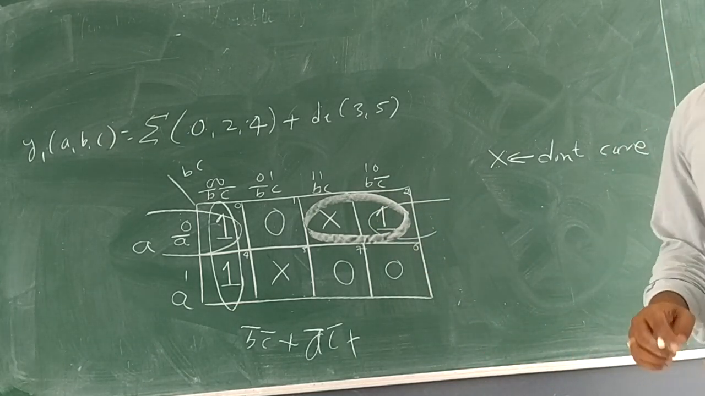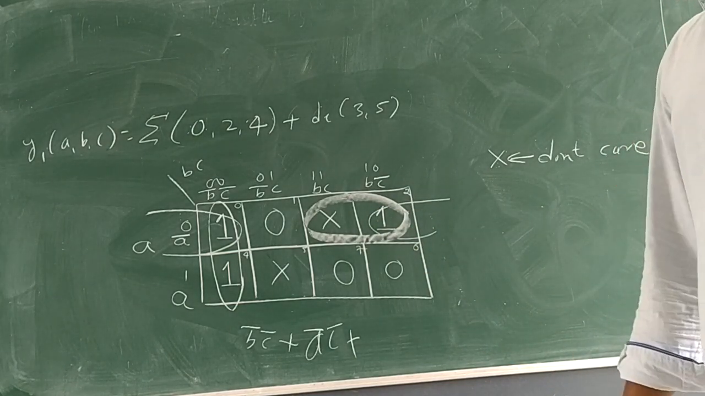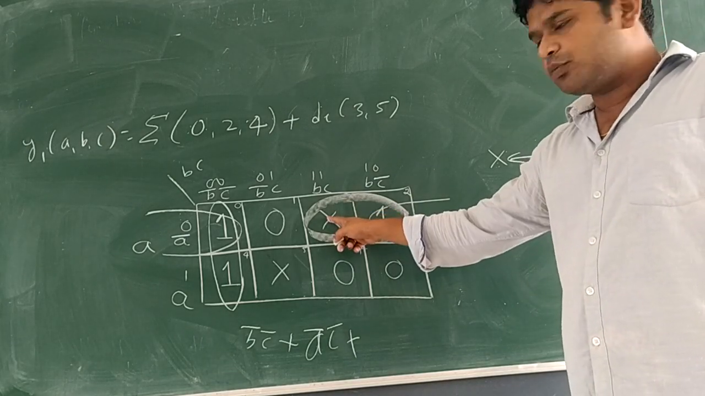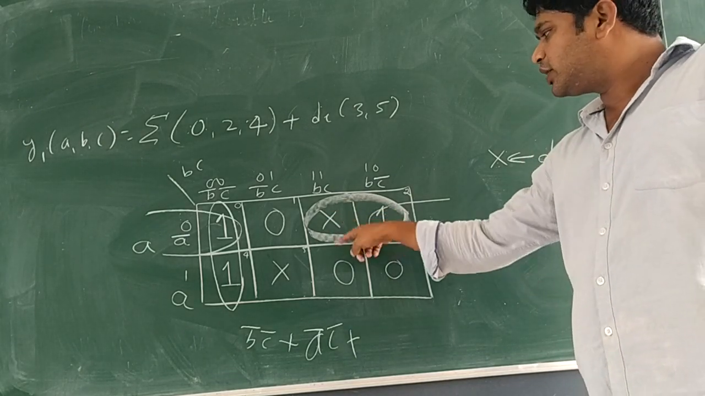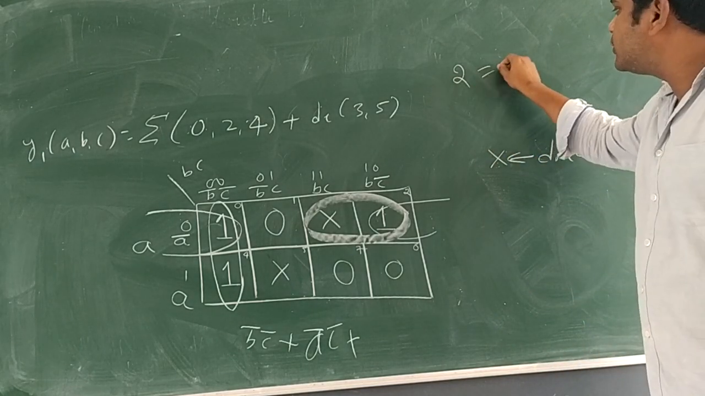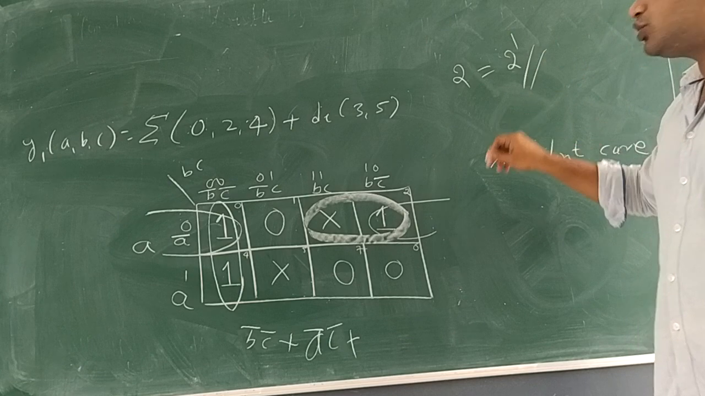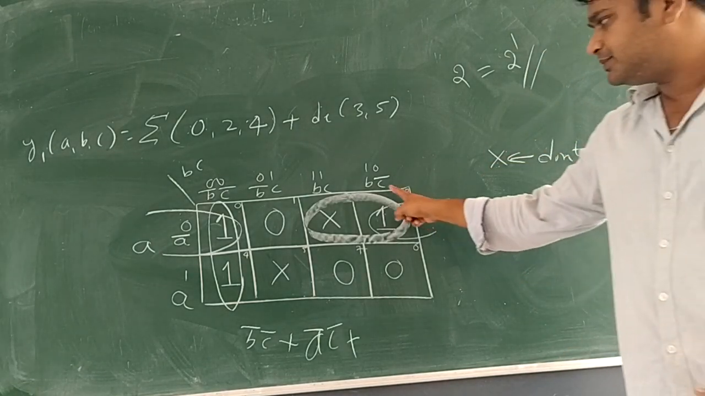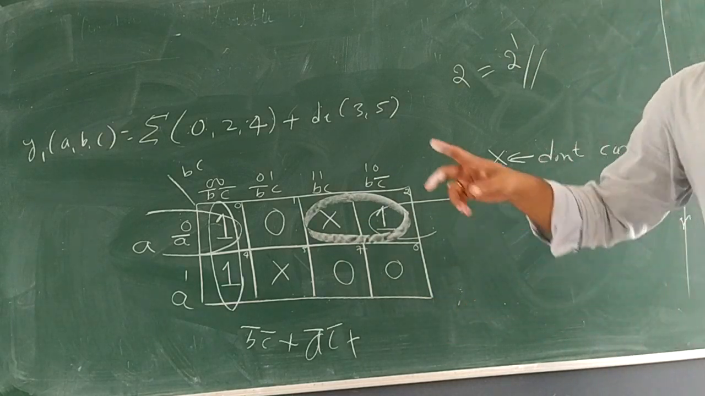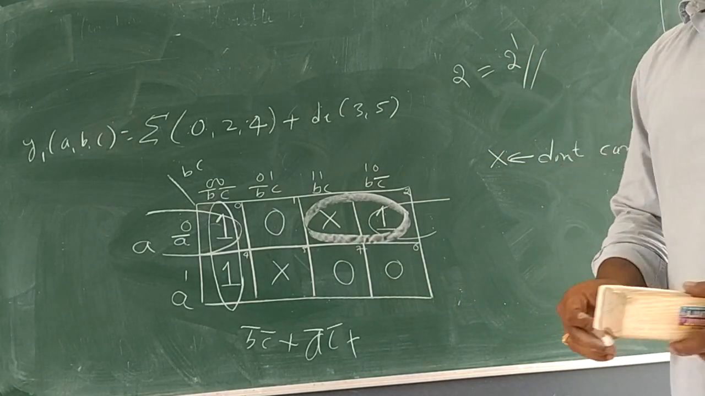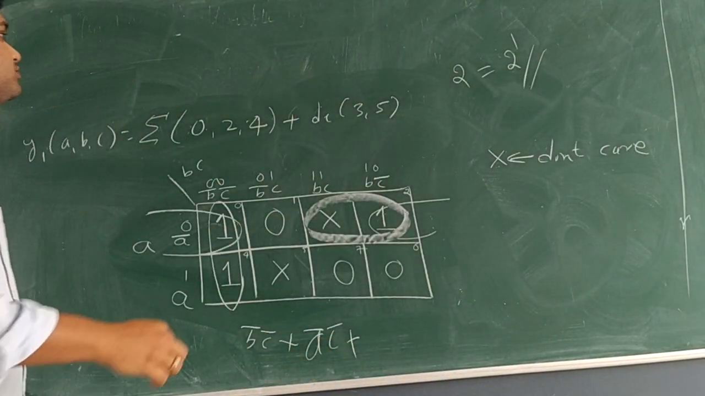In this cover, listen carefully, there is one 1 and one x. So together there are 2 entries. Okay, 2 entries which is equal to 2 raised to 1. That means the size of a cover should be 2 raised to some number. And one more condition I will write here.